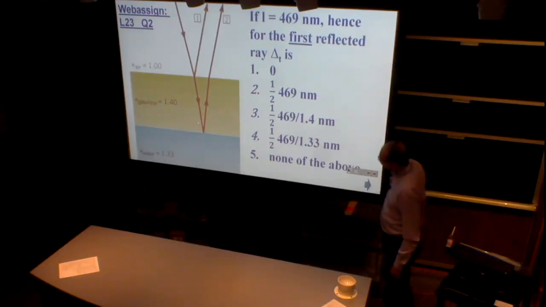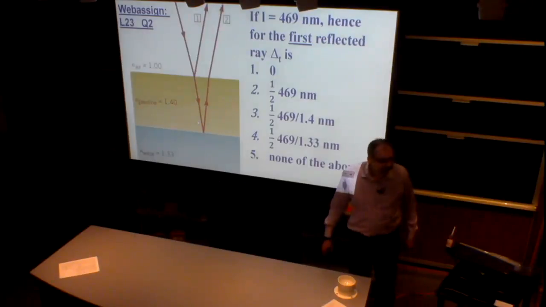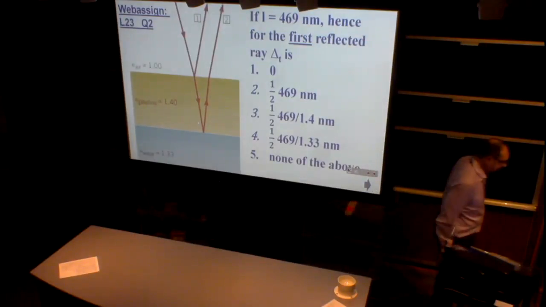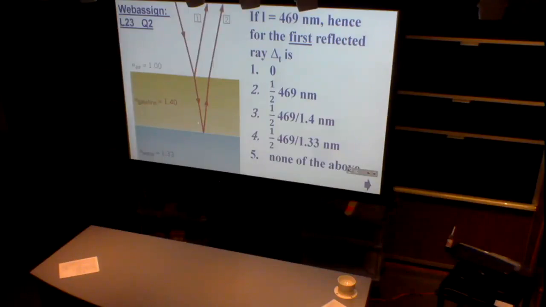And if we do it right, of course, we can repeat the same approach, the same reasoning for the second boundary. And that will give us the effective path length difference. We just have to set it to the right condition and solve it mathematically.